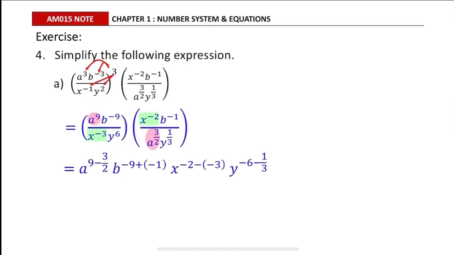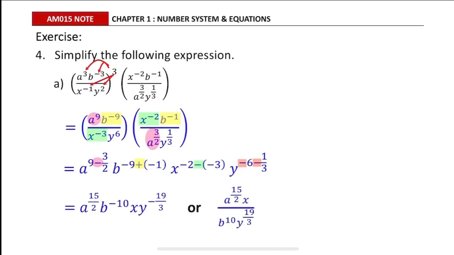since both variables involve division, so we subtract the power. Variable b involves multiplication, so we add the power. Variable y appears as denominator, so we can write it in index form, where the power becomes negative. By solving this, we can get the answer in index form, or we can also express it in fraction.